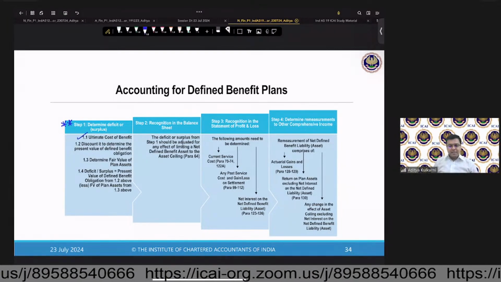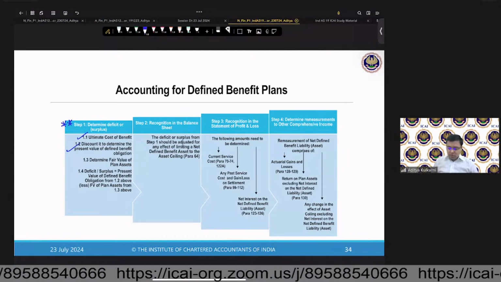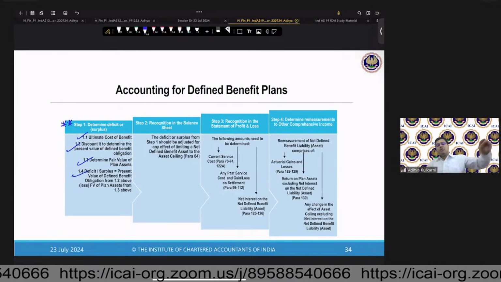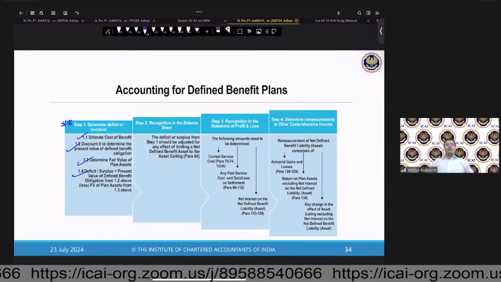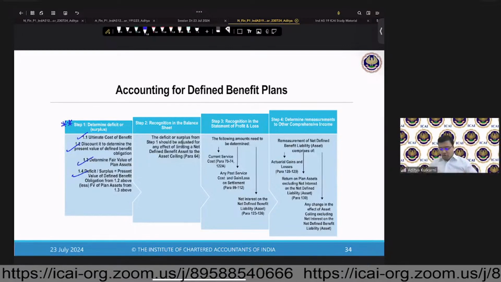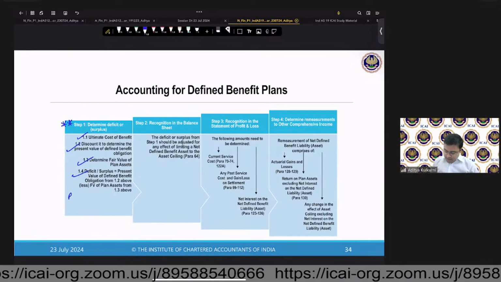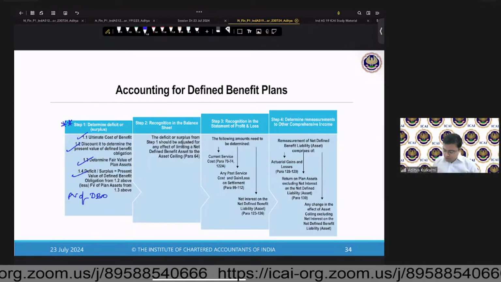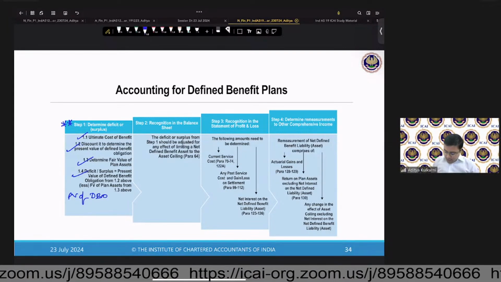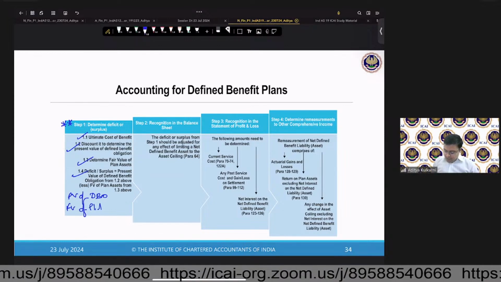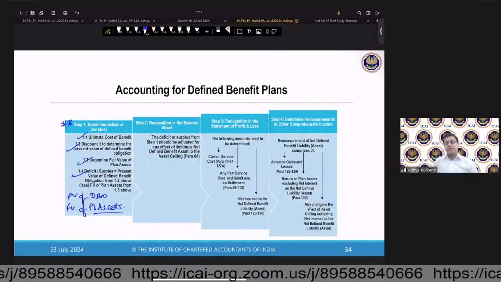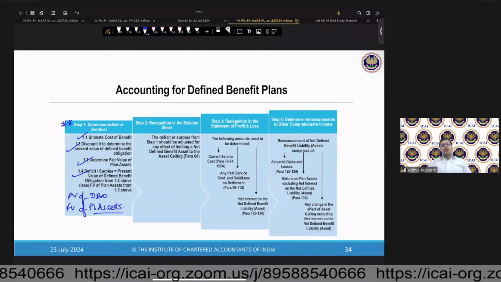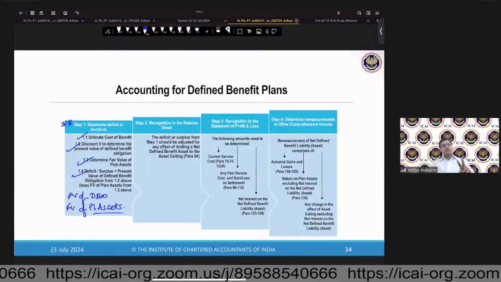Ultimate cost of benefit, discount to the present value, fair value of plan assets. Deficit or surplus is equal to present value of obligation minus fair value of plan assets. So you need two things in step 1. Present value of obligation, we call it DBO, defined benefit obligation, and you need fair value of plan assets. These are the two things that we are looking at: present value of defined benefit obligations and fair value of plan assets.